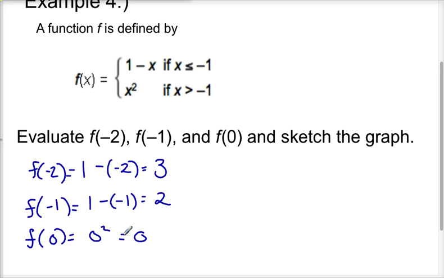To graph this, what I would recommend that you do is that you pick more values, say f of negative 3, f of negative 4, and then you go the other way, so you do f of 1, f of 2, f of 3, and you can start to trace them out.